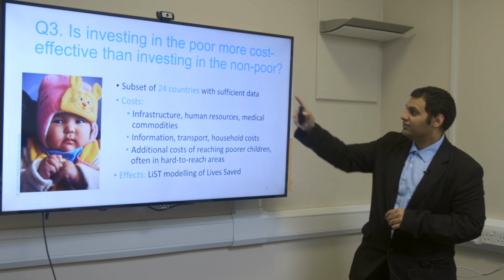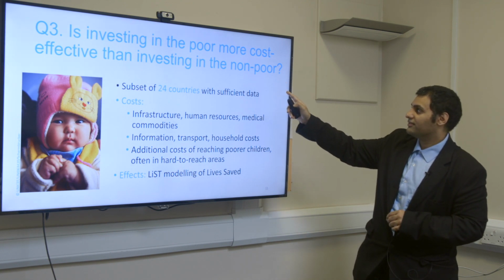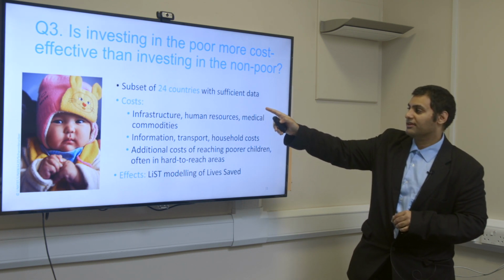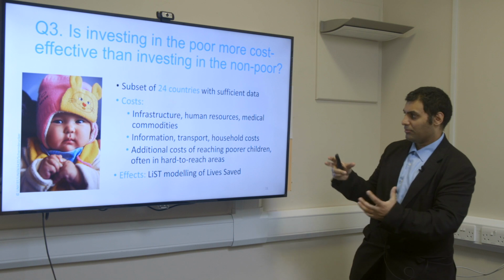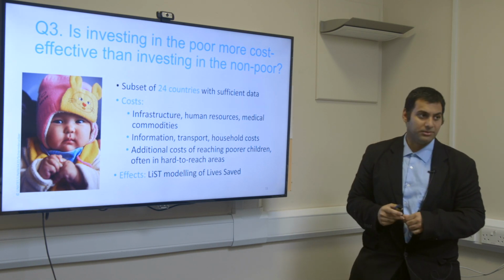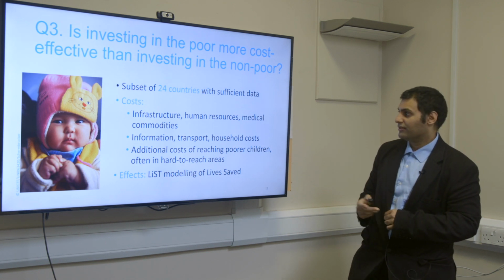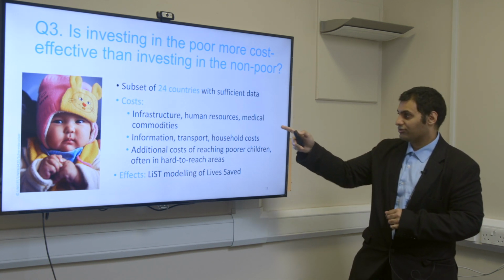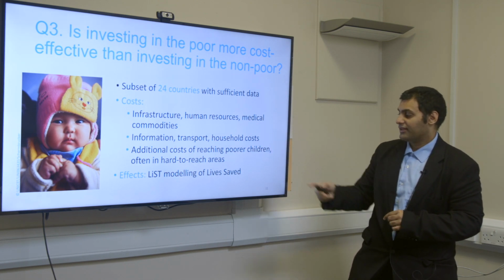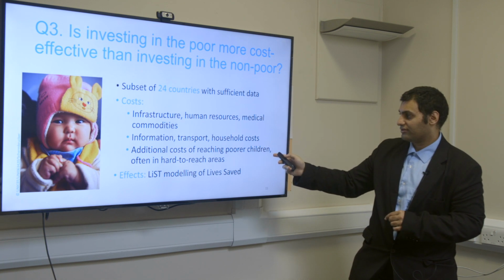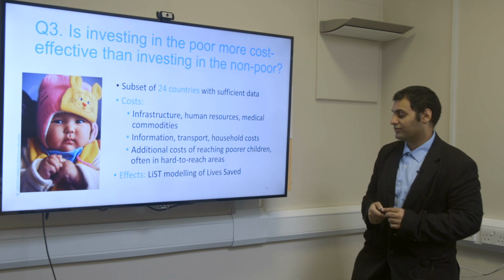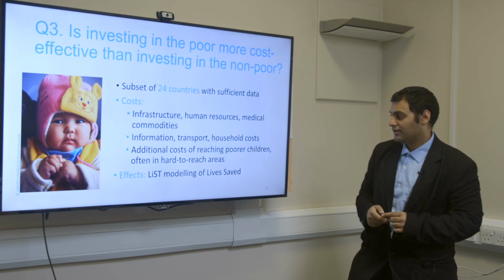For costing, is investing in the poor more cost effective than investing in the non-poor? Less than half of the countries could be taken, a subset of 24 countries among the 51, for this analysis because of data availability through DHS. And the costs being looked at, again, are infrastructure, human resources, medical commodities, and then information, transport, household costs, and additional costs of reaching the more remote, vulnerable children in hard-to-reach areas.